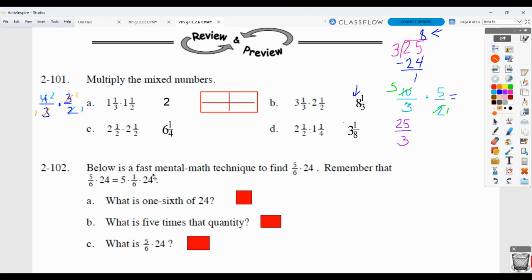Here, they're giving you a fast mental math technique to find 5/6 times 24. So they're reminding you that you could break 5/6 into 5 times 1/6 times 24. 1/6 times 24 is easy to do in our head because it's just 1/6 of 24. And that ends up being just 4. And then if you take 5 times that, you get 20. So that's the answer to 5/6 times 24.